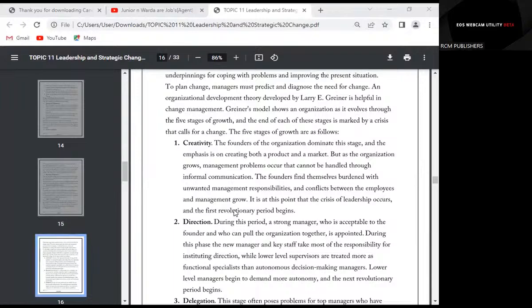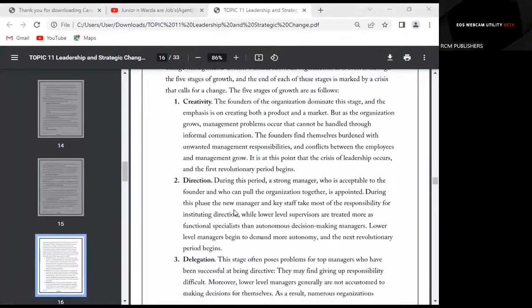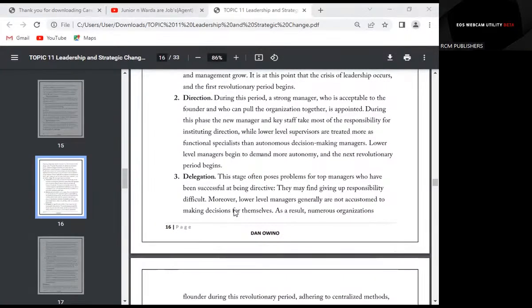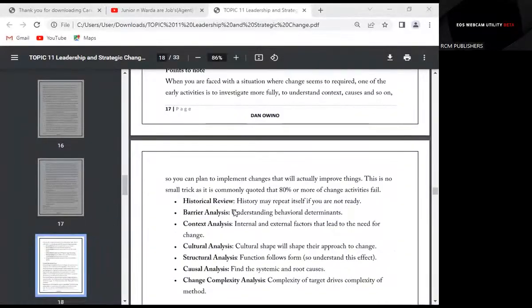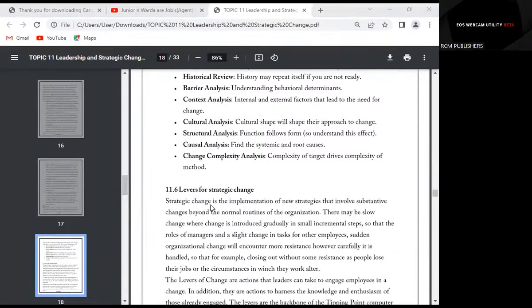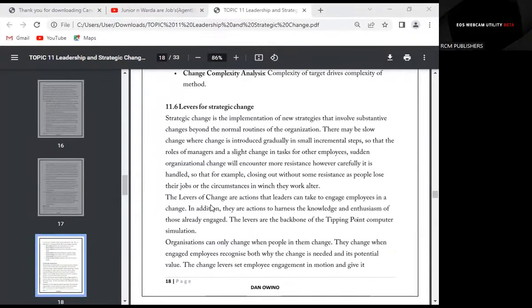Then we have the 5 stages of growth. Okay, that one we can also leave. It's not very important for us in this class. Those are also not very important for us in this class. So even up to here, this part of the levers is not very important for us. We can leave that one. We go to what we call the levers for strategic change.